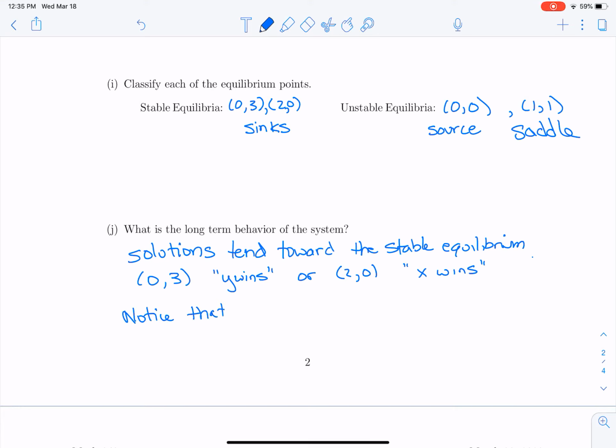And we want to notice that x and y cannot coexist, meaning there is no equilibrium that is stable where both x and y are non-zero. We do have the equilibrium (1, 1), but that is a saddle, and that is not stable. So x and y cannot coexist.